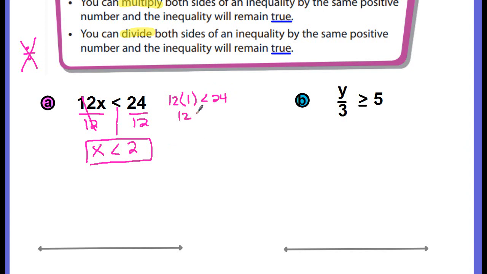12 times 1 is 12. Is that less than 24? It is, so we solved it correctly. And now we're going to graph the solution set.